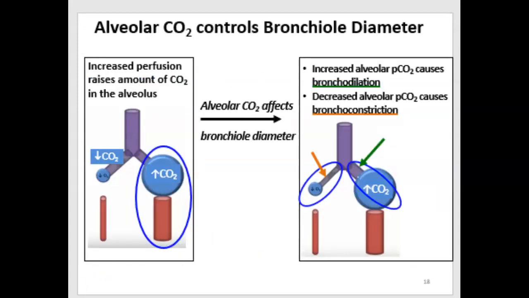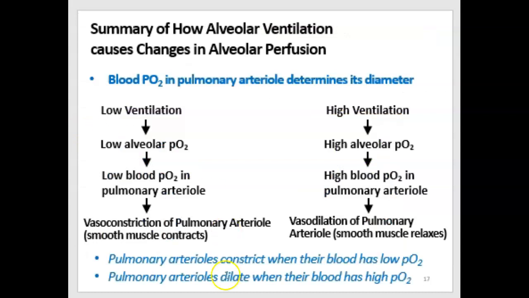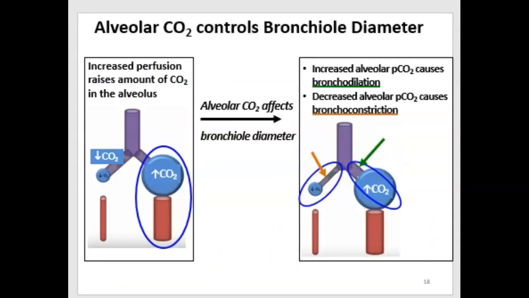Okay, in addition, CO2 plays a role in this ventilation perfusion coupling business. But CO2 does not control blood vessel diameter. CO2 levels control bronchiole diameters. So I just want to go back one second and note that it was alveolar oxygen, which translated to blood oxygen levels, that caused the change in vessel diameter. Okay, so now alveolar CO2 can directly affect the airways going to that alveolus.